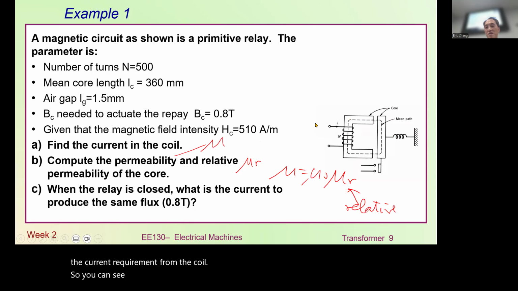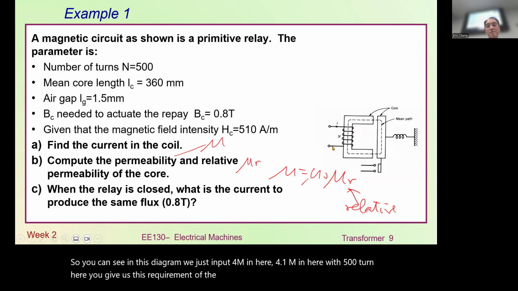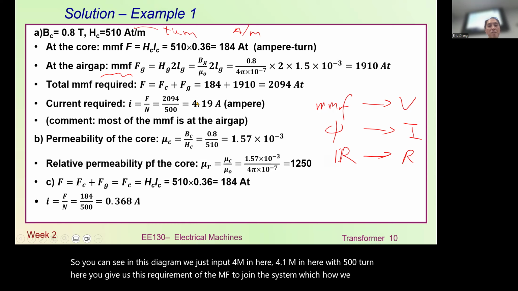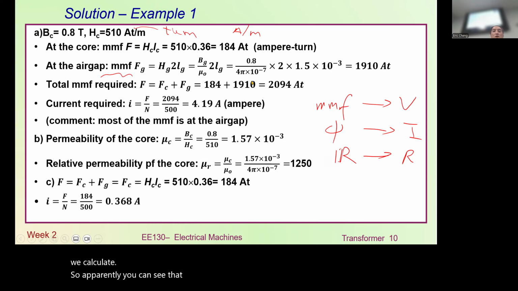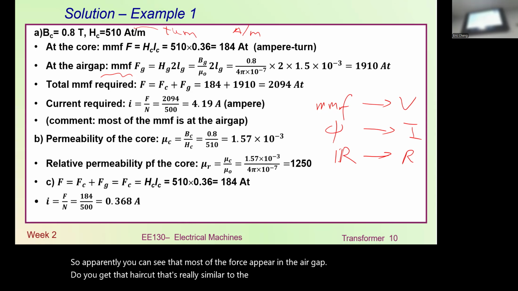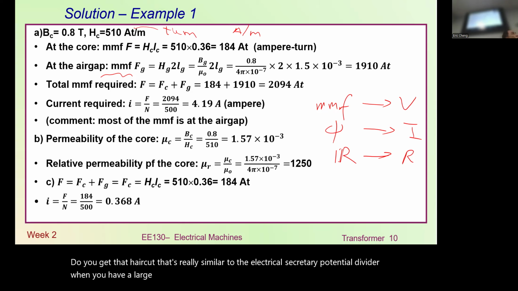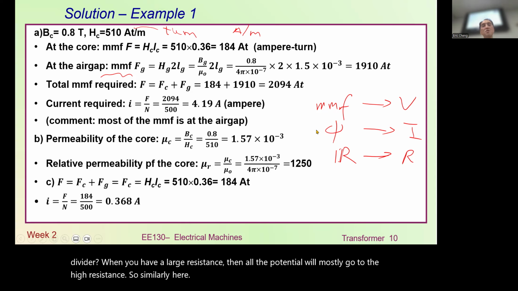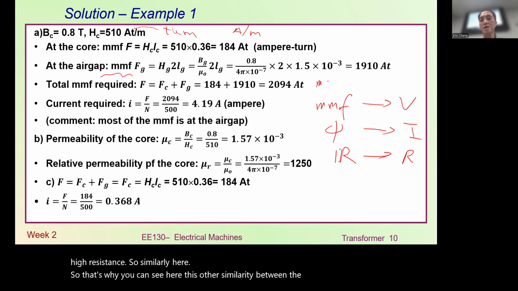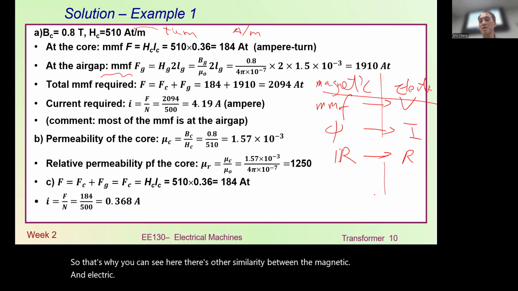So you can see in this diagram, we just input 4.1 A here, with 500 turns here. That will give us this requirement of the MMF to drive the system. This is how we calculate. Apparently you can see that most of the force appears in the air gap. Do you get that? That's really similar to the electrical circuit potential divider. When you have a large resistance, then most of the potential will go to the high resistance. Similarly here. So there is a lot of similarity between the magnetic and the electric. You can see this comparison.